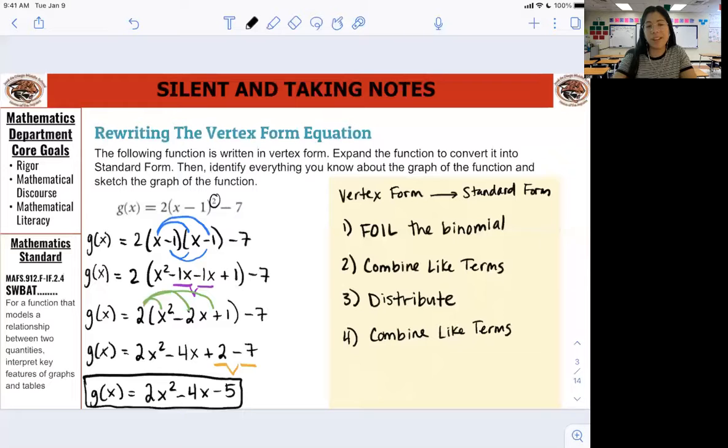Now, it might seem like a lot. It kind of is a lot of steps, but at the same time, it's also all things that we know how to do already. We know how to FOIL, we know how to combine like terms, we know how to distribute, and we know how to combine like terms again. So each individual step is just a review of something you've already learned how to do. So take a look, make sure you're writing everything down, and let me know if anyone has any questions.